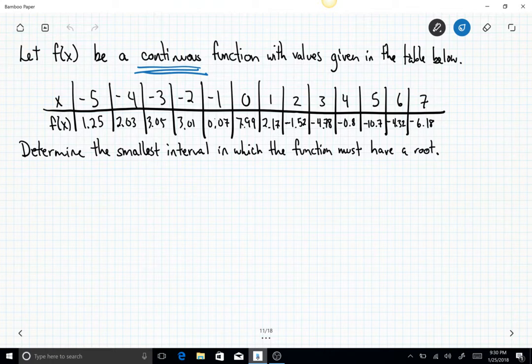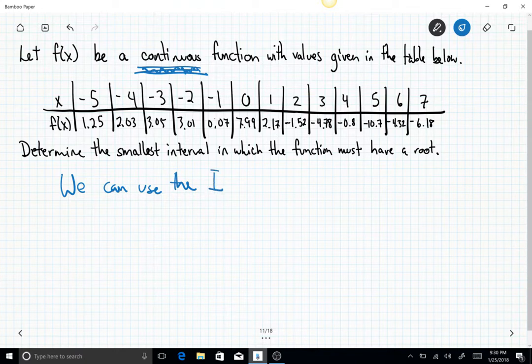the last time. So let f of x be a continuous function with values given in the table below. Determine the smallest interval in which the function must have a root. Alright, so taking a look at this, the key component, as you see underlined right here, is that it's a continuous function. What does that allow us to do? We can use the intermediate value theorem.